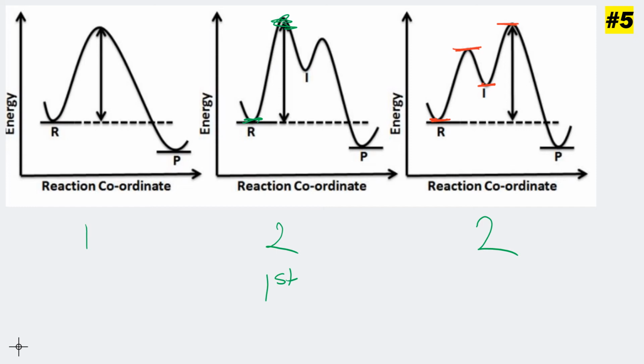Over here, you can argue that it's the first one because this one is a little bit bigger compared to this one over here. So let me do it. This is bigger than that one, just by a little bit.